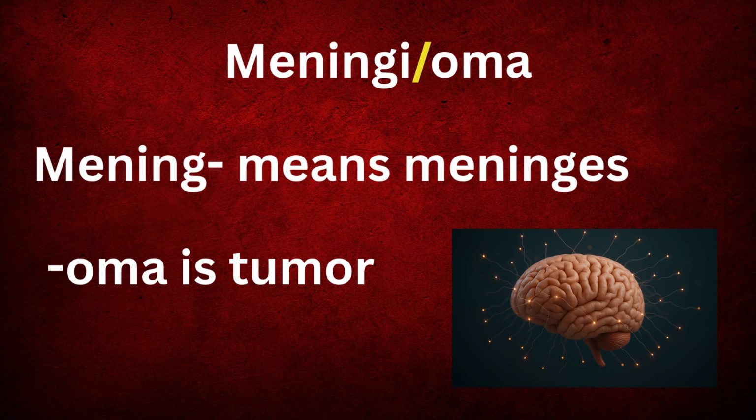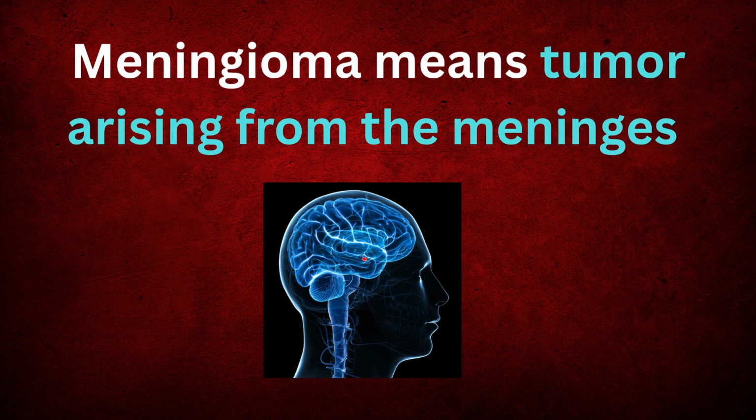Let's see the next medical term, meningioma. Let's divide the medical term meningioma into mening and oma. The root term mening means meninges, which is the membrane that covers and protects the brain and spinal cord. The suffix oma means tumor. So the entire medical term meningioma means tumor arising from the meninges.